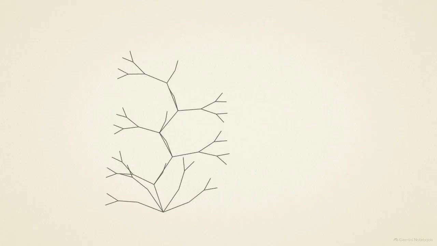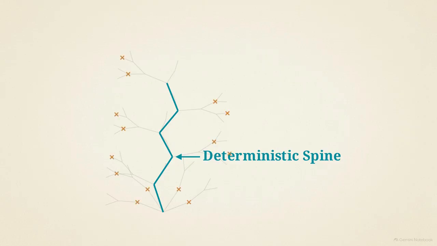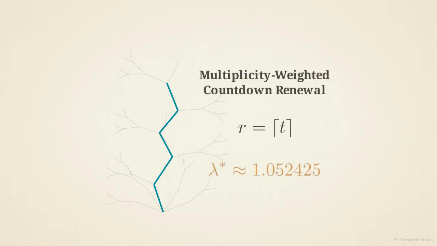Notice how all branches fade, except one continuous path. This is the deterministic spine, a lineage that avoids treatment-induced apoptosis or senescence. This spine is governed by a multiplicity-weighted countdown renewal identity, providing a growth bound for the resistant lineage.